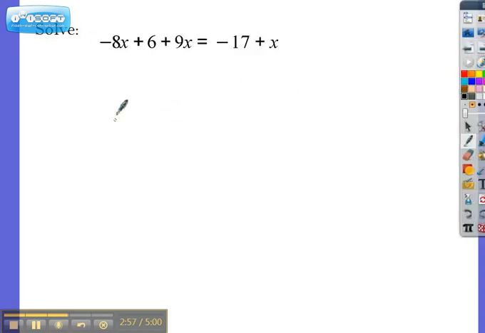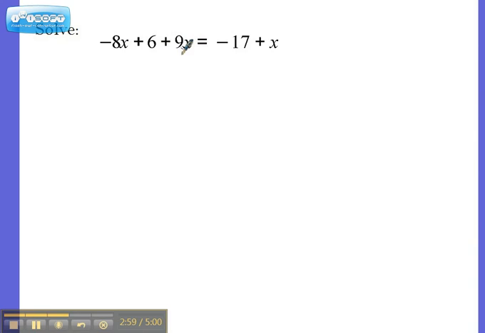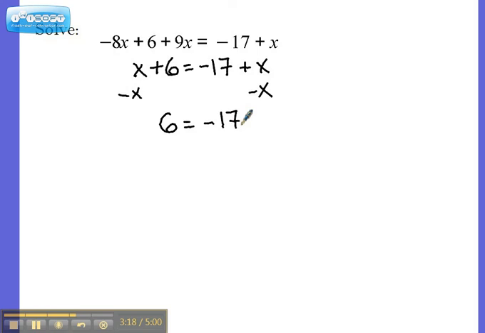Now with this one, I combine like terms. Negative 8x plus 9x gives me a positive 1x, and then the plus 6 left over. Negative 17 plus x. To get rid of the x's, I'm going to subtract 1x from both sides. But again, on both sides, the x's go away. On the left side, I'm just left with 6. On the right side, I'm just left with negative 17. These are not equal to each other. That means that there are no solutions.